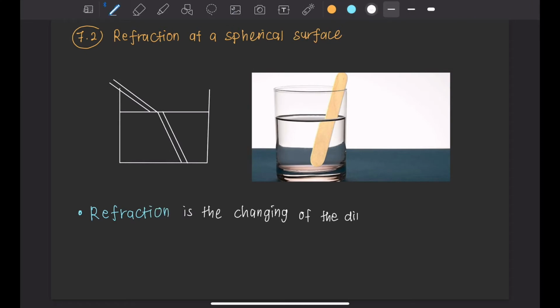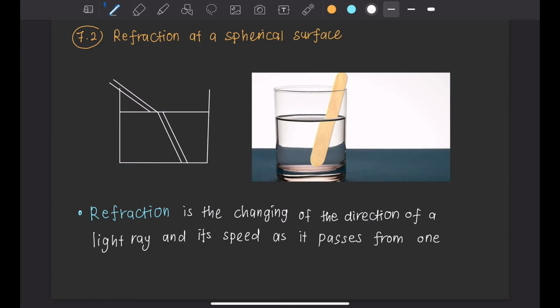So refraction is the changing of the direction of a light ray and its speed as the light ray passes from one medium to another. Or it means that when you change medium, the light will refract. Next is Snell's law. This one you have learned in school before.